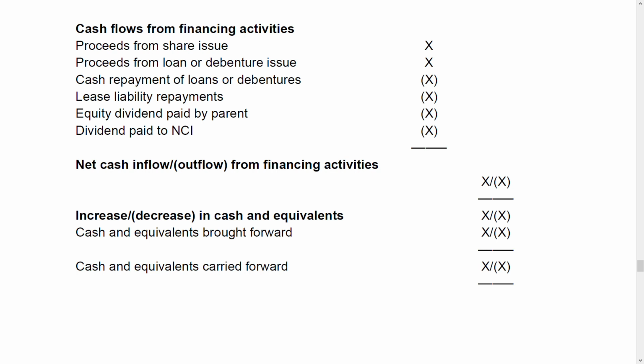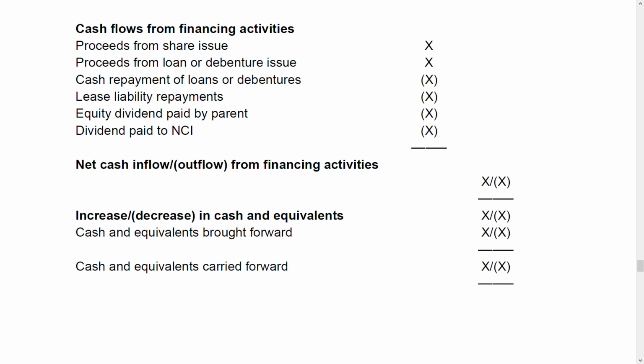Then check the last three. Once you add your operating, investing and financing activity, you get the increase or decrease in cash and cash equivalent. If it's an inflow, that means cash has increased. If it's an outflow, in brackets, cash decreased. Now with that you add your opening cash and cash equivalent balance. This opening balance you will get in your statement of financial position. They will give you two years' statement of financial position.